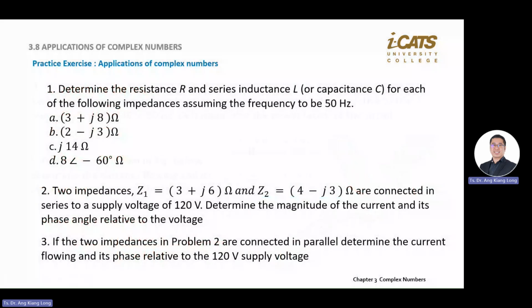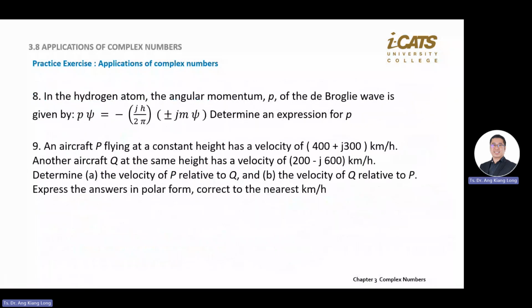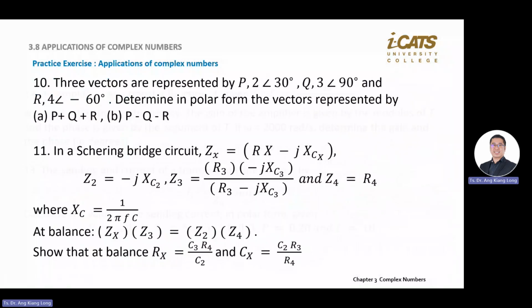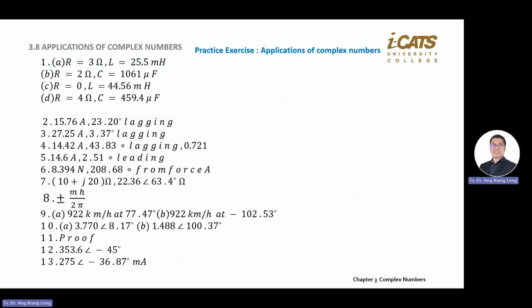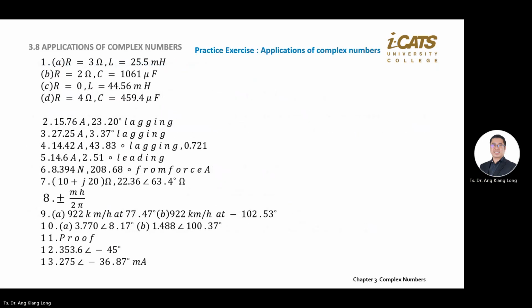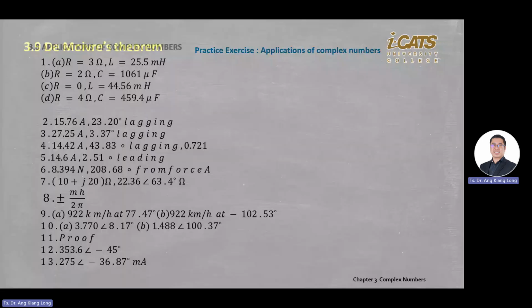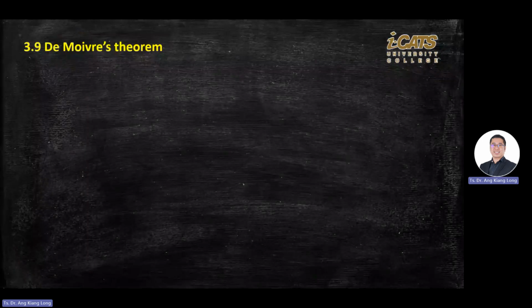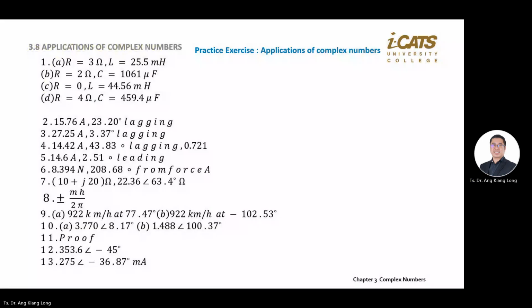Okay, this is your homework. Go home and see whether you're able to do it. There are 13 questions. So all these are actually equivalent to 1 hour of work. Next class we go into De Moivre's theorem. Tomorrow we have class.